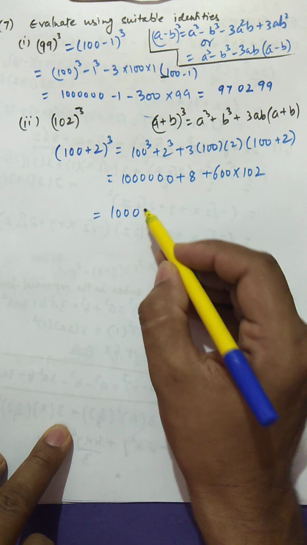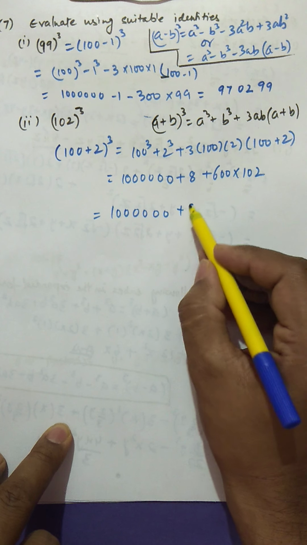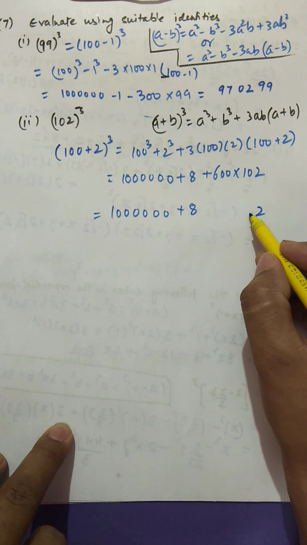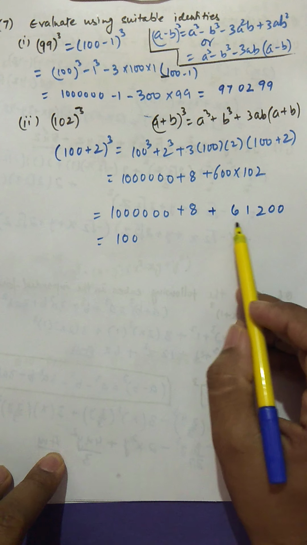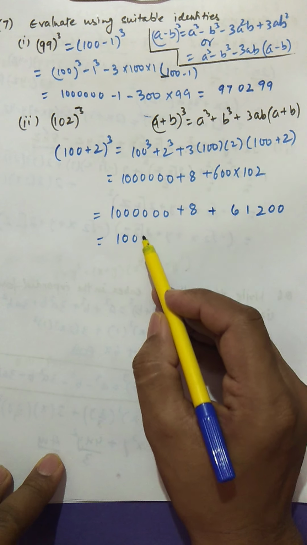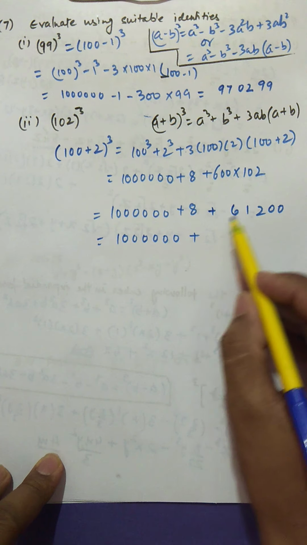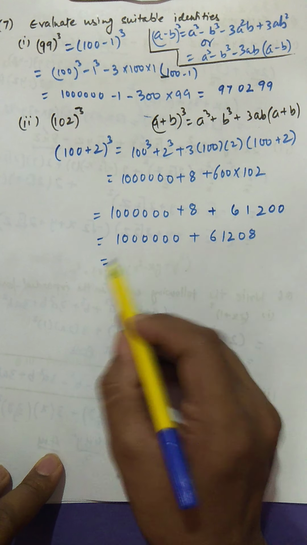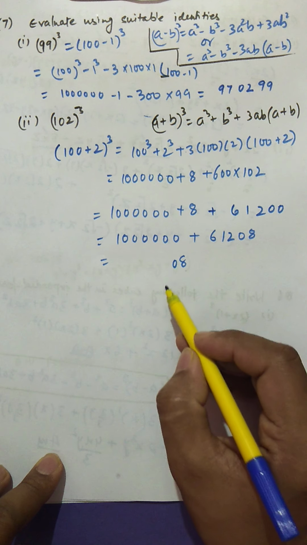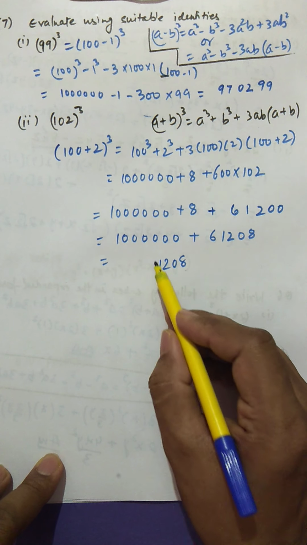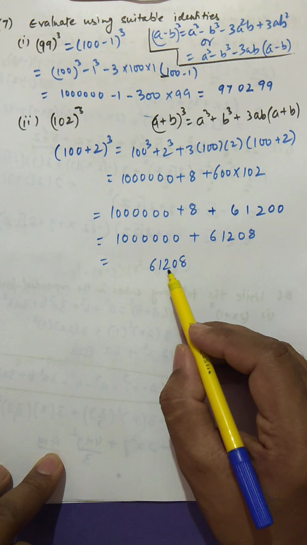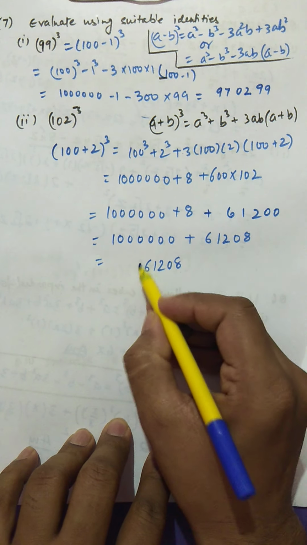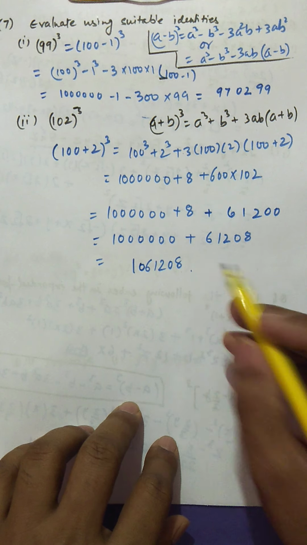This is 1000000. This is 8, and if you multiply 6 times 2, 12, 2 carry 1, and then it will be 1. This becomes 61200, and this you can add here: 1000008 plus 61200. Now you can add this. This is 1061208, and so on. So this is the answer of this part.